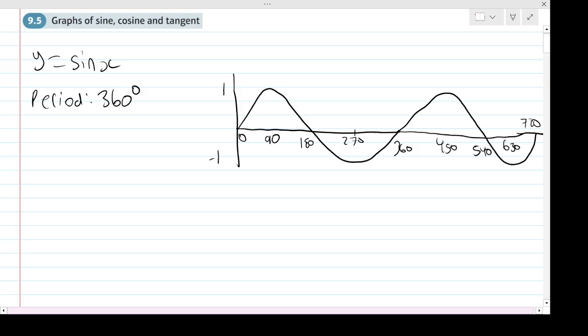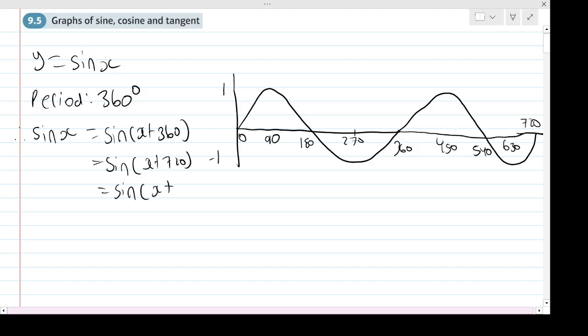And so what we could say there is, for any angle x, sine of x plus 360 would get me the same result. And actually, if we add another 360 on, that's the same as x plus 720. And that's the same as x plus, adding another 360, 1080. And so it goes on and on and on, right? So every 360 degrees, the graph repeats itself and goes back to what it was.